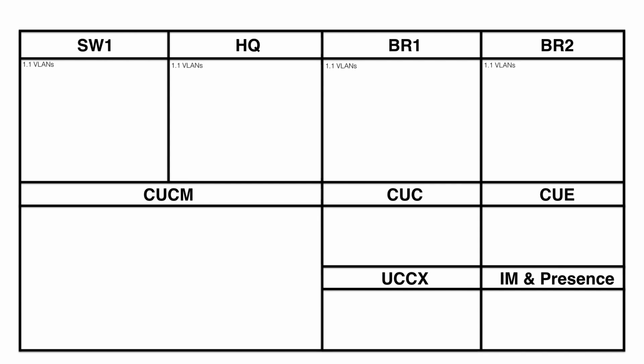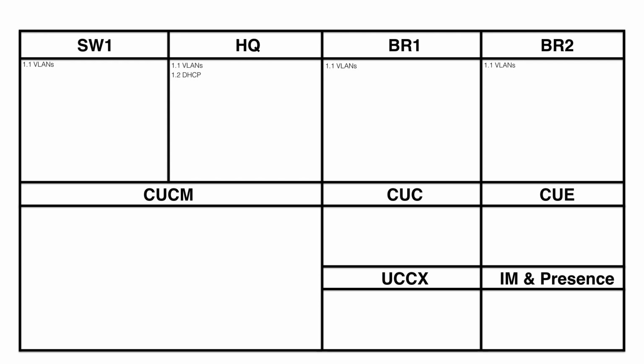And as we browse through our tasks, we see that at the HQ site, we've got a communications manager server that's going to be handing out IP addresses via DHCP, but we need to make sure that router HQ is configured with the IP helper address command so that it can forward those DHCP requests from the IP phones VLAN to the VLAN on which our communication manager servers reside.